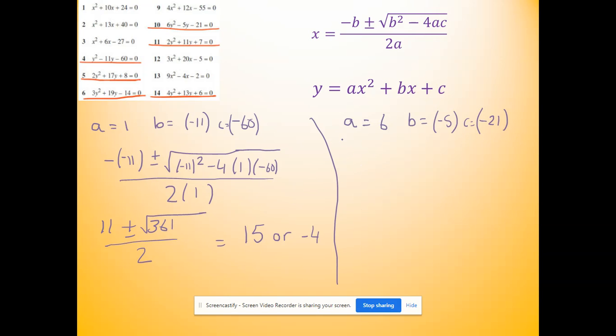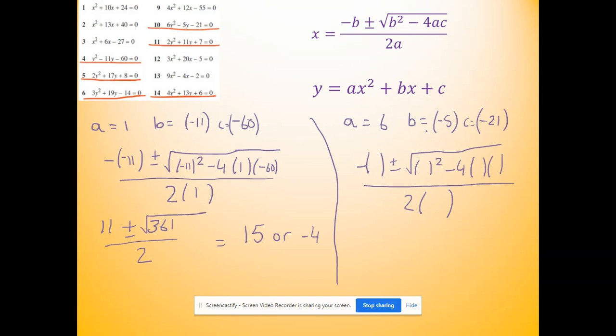What I then need to do is make sure that you put brackets wherever you see letters in the formula. I think it's a really good way of subbing numbers into a formula, just to use these brackets whenever you see the letters. So we've got minus, open bracket, close bracket, plus or minus the square root of open bracket, close bracket squared minus 4 open bracket, close bracket, open bracket, close bracket, all over 2 open bracket, close bracket.